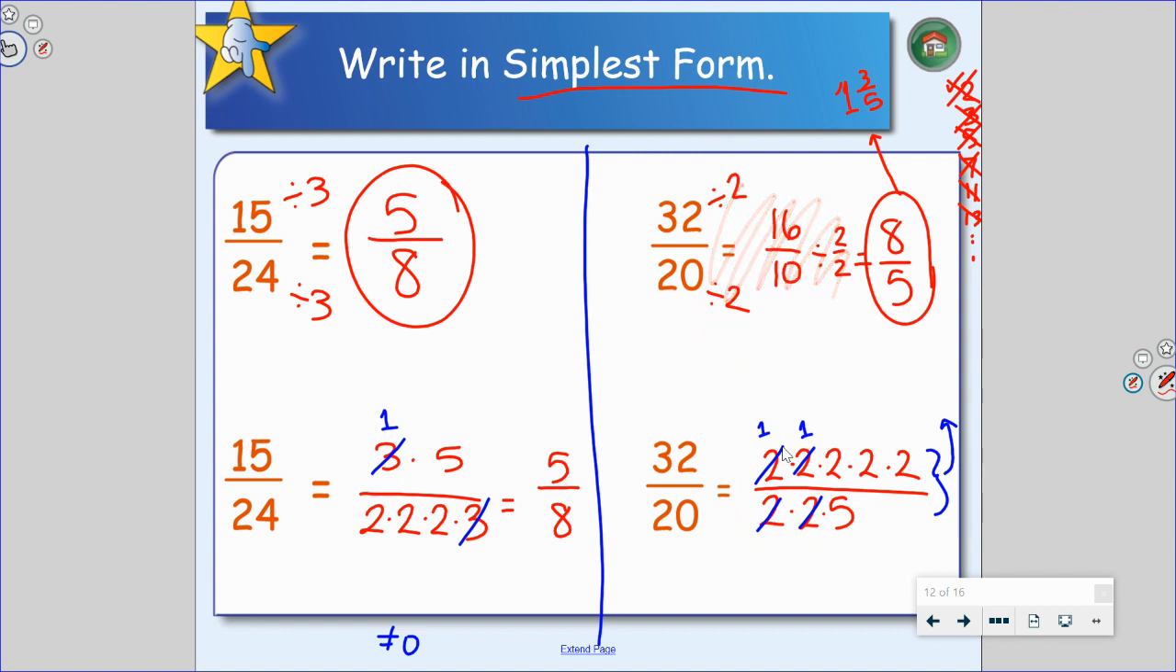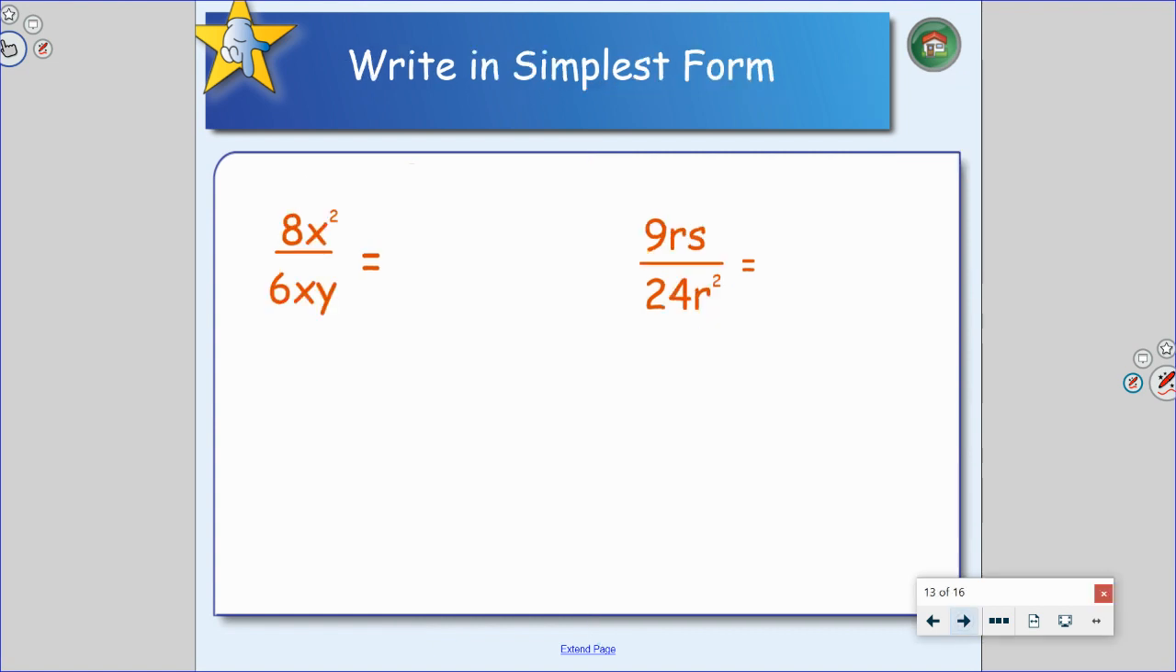If you can't, no worries. Continue reducing until it cannot reduce any further. And if you're totally stuck, then go on to the prime factorization method, which always works. Now, the prime factorization method might be your best friend when it comes to algebraic fractions.